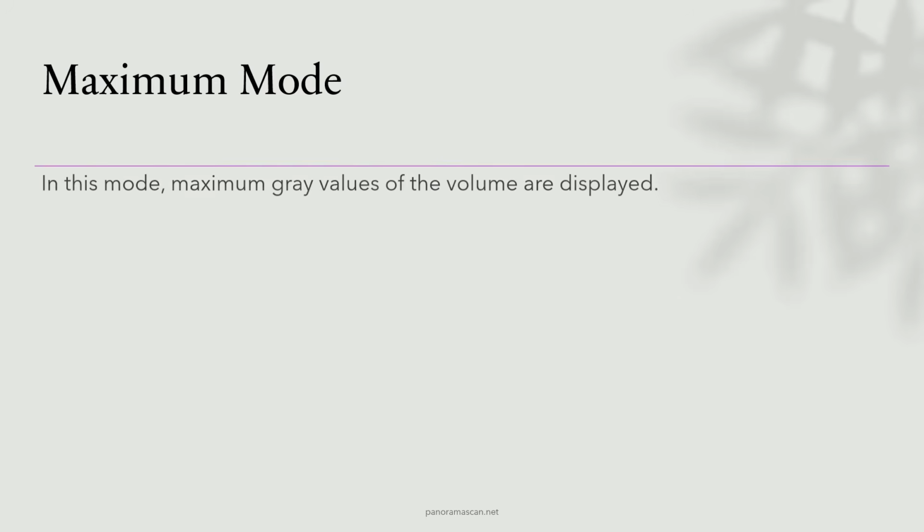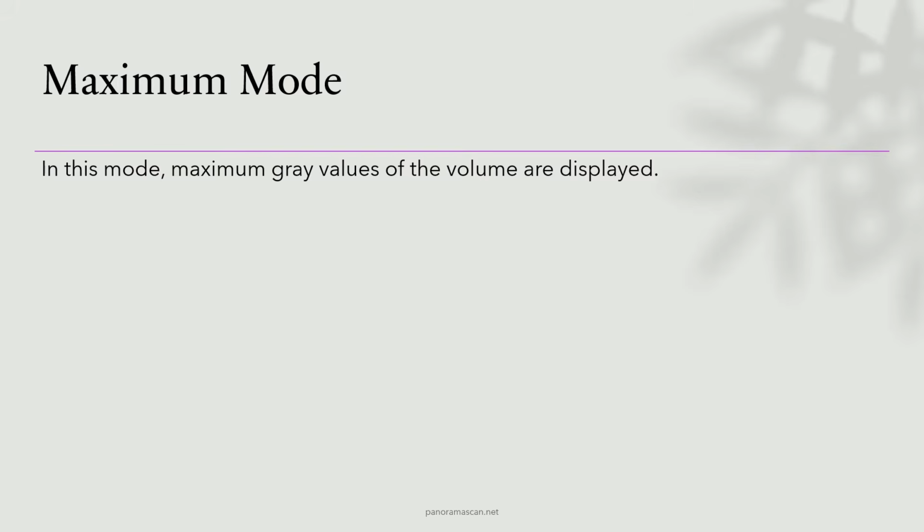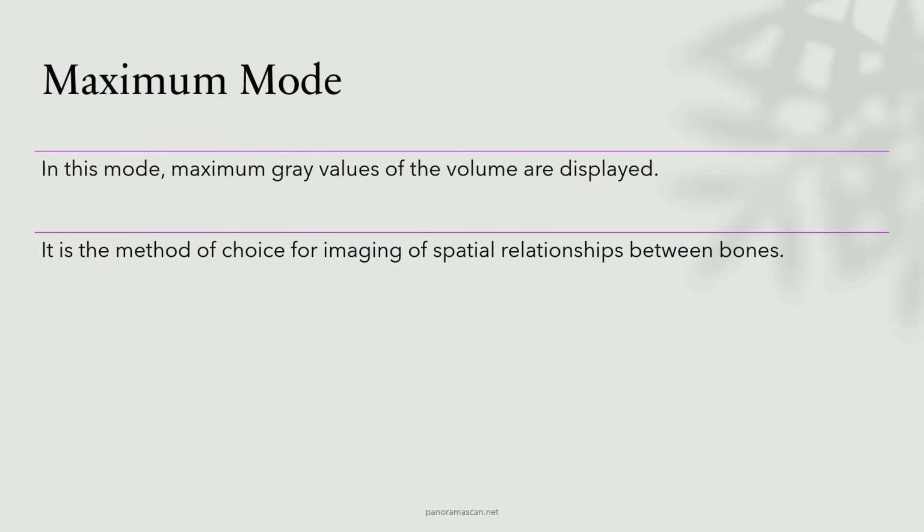Now let's explore maximum mode, a modality that is specifically designed for visualizing bone structures within the volume. In maximum mode, only the maximum gray values of the volume are displayed, highlighting denser structures like bones. This mode is highly effective for imaging skeletal structures, where higher echogenicity is typically present. That makes it the mode of choice for visualizing fetal bones as it provides spatial relationships between bones.